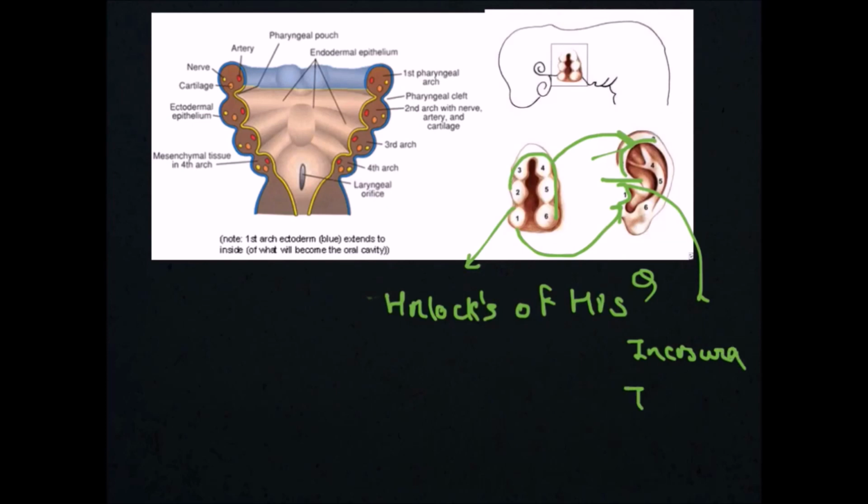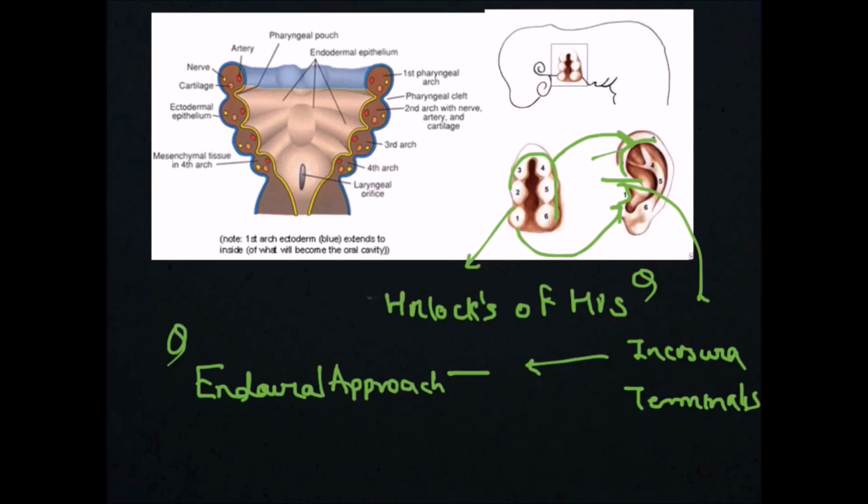Incisura terminalis. As there is no cartilaginous portion in the incisura terminalis, we can give an incision over this side. This approach to the tympanic membrane or the middle ear through the incisura terminalis is known as the endaural approach. It was developed by Sir Lempert, hence it is also known as the Lempert endaural approach. In the video on instruments, we are going to see what instruments are required for the Lempert endaural approach.